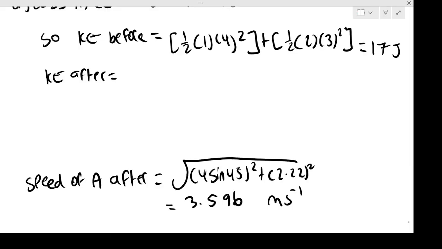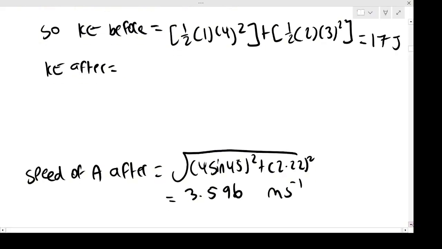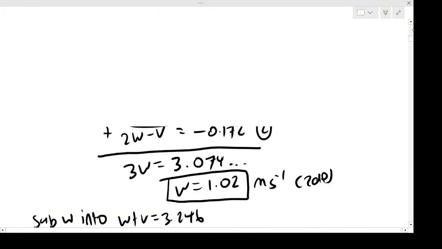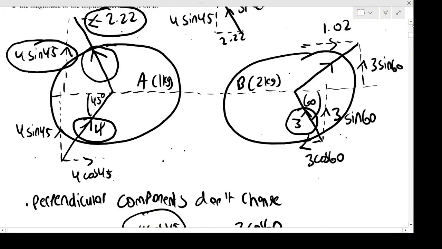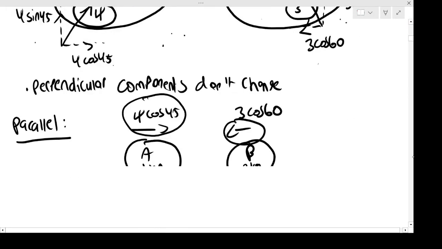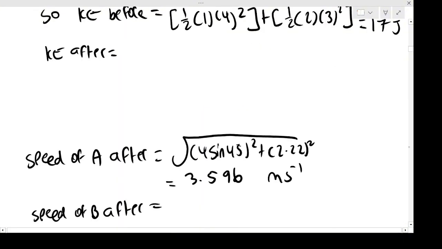And then I can do the same for B, right? So if I look back at my diagram, for B, again, this will be my speed, but again, I got the other two sides, 1.02 and 3 sine 60, so I can square those two components to get my speed, right? So 3 sine 60 squared and 1.02 squared.